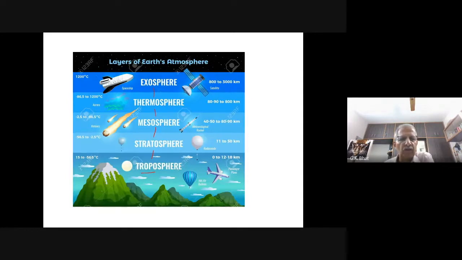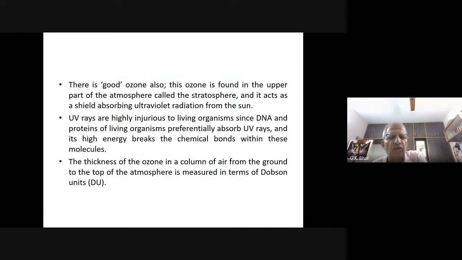So this is the atmosphere, and very close to the Earth's surface you have the troposphere. Generally, I said, it extends to about 6 miles. It is said to be about 12 to 18 kilometers, whatever it means. And beyond about 20 kilometers, we come across the stratosphere. Whatever ozone you come across very close to the surface is bad ozone, and whatever you come across here is good ozone. Let us see that. There is good ozone also.